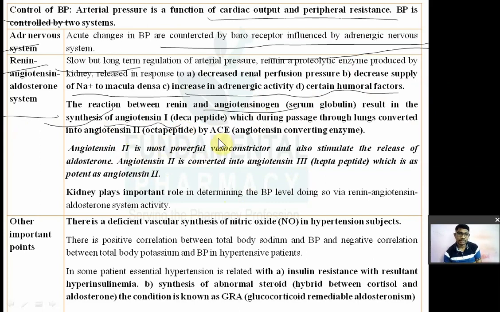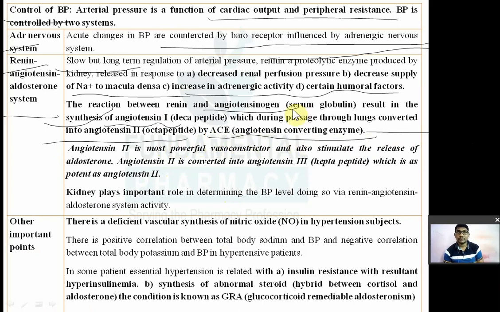During the passage into the lungs, this angiotensin 1 goes to the lungs and is converted into another peptide known as angiotensin 2. Angiotensin 2 is an octapeptide, and it is converted by the enzyme known as angiotensin converting enzyme.